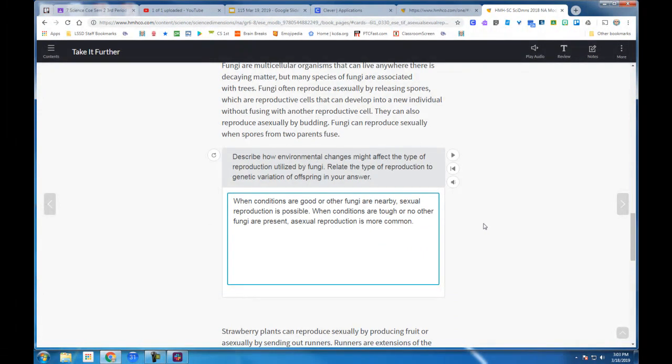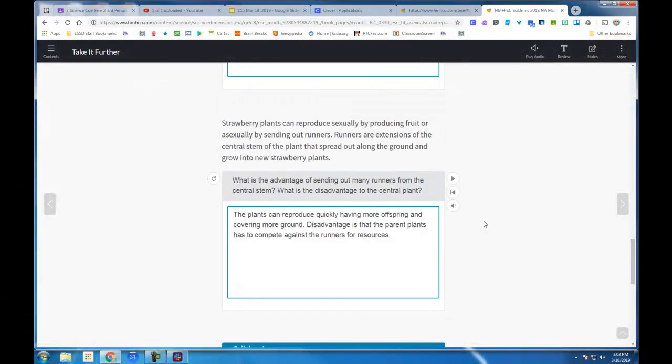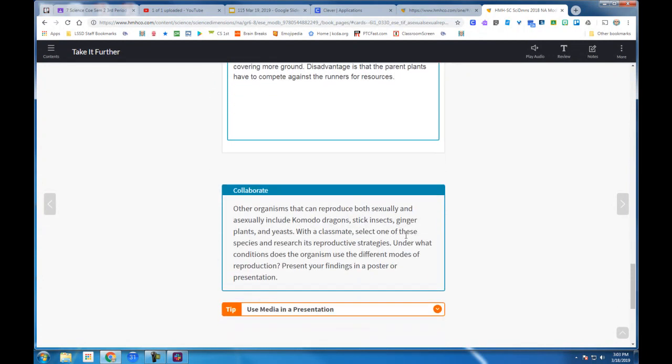And describing the environment, when conditions are good or other fungi are nearby, sexual reproduction is possible. When conditions are tough or no other fungi are present, asexual reproduction is more common. And with the strawberries, the plants can reproduce quickly, having more offspring and covering more ground. Disadvantages is that the parent plants compete against the runners for survival. Now your answers can vary slightly, but those are just some ideas to think about.